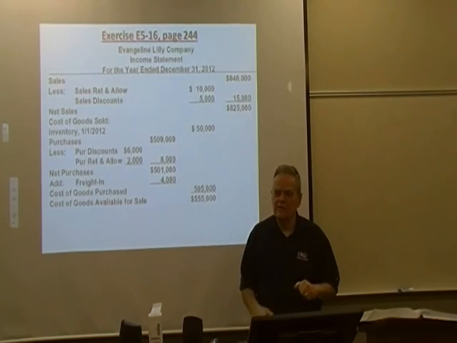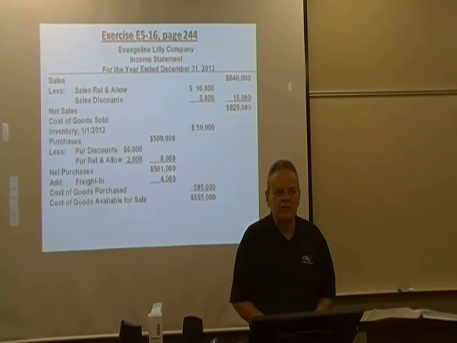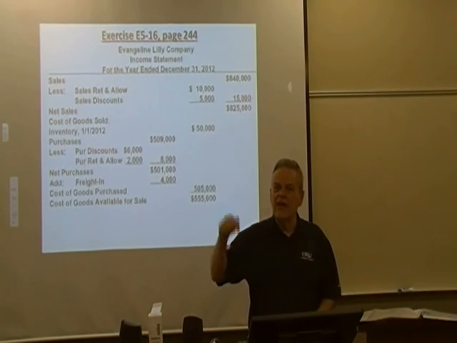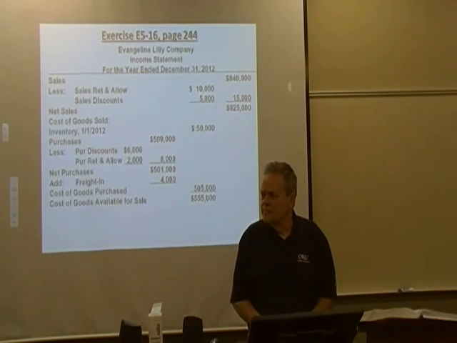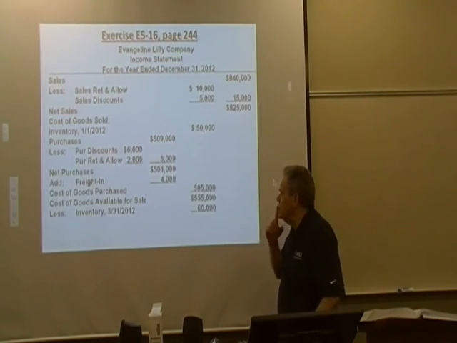Only two things can happen to these goods, and the best way to solve this problem right now is to consider the goods I didn't sell, because here they are, right here on the premises. All I have to do is count them. How much are they in this problem? If you know the number, say it. $60,000. $60,000 is ending inventory.